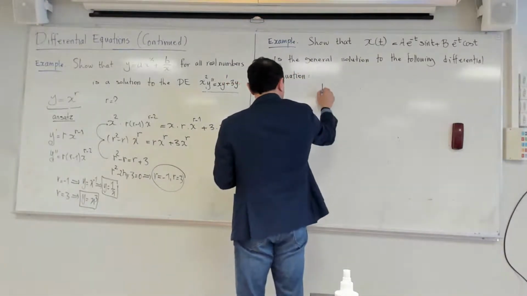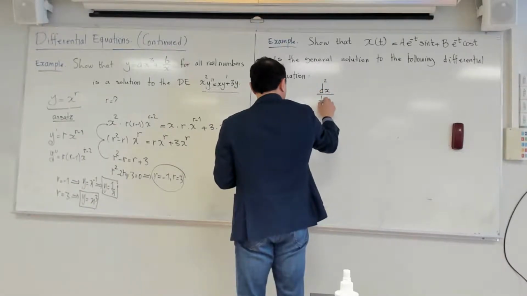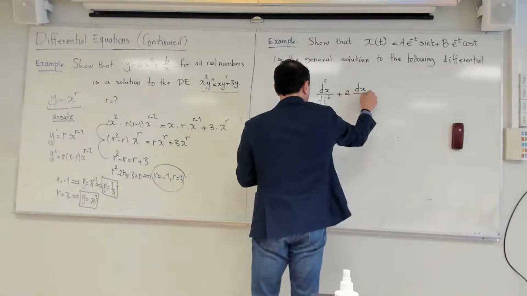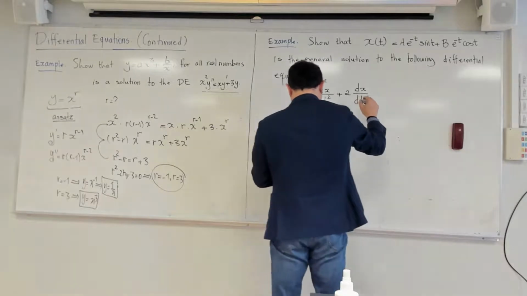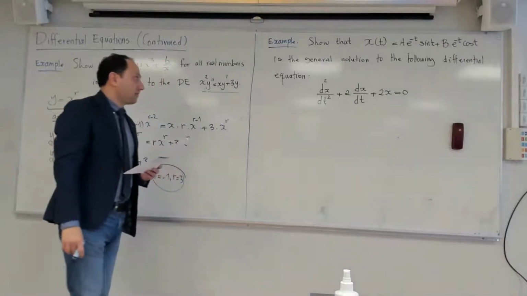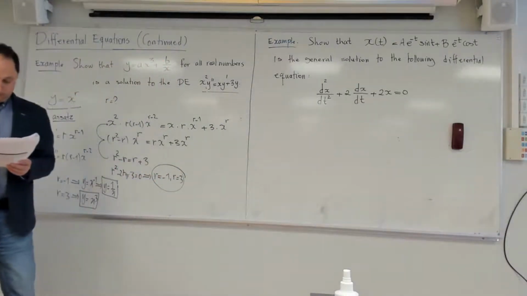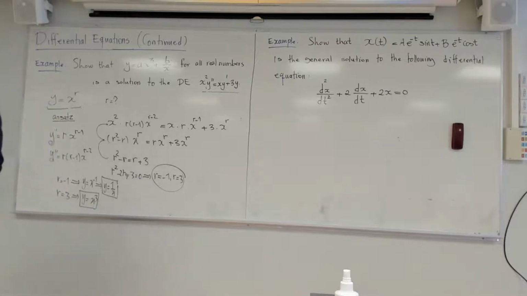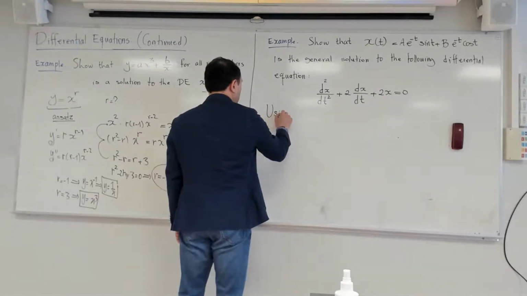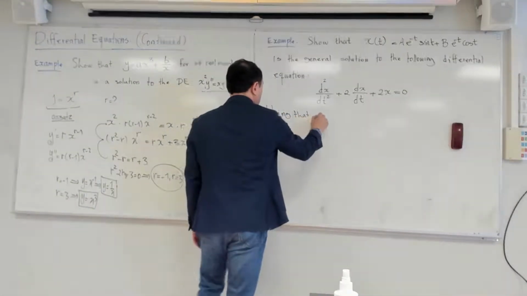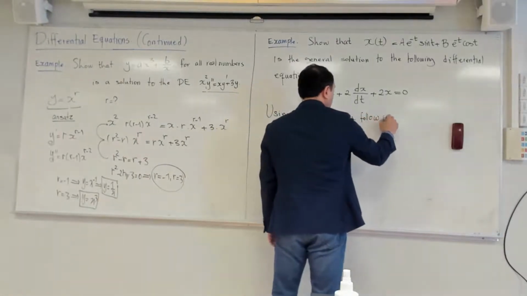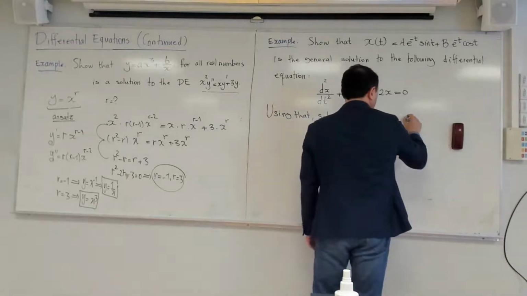So let me write it in Leibniz notation so that you can get used to these different ways of writing things. So using that, solve the following initial value problem, IVP.